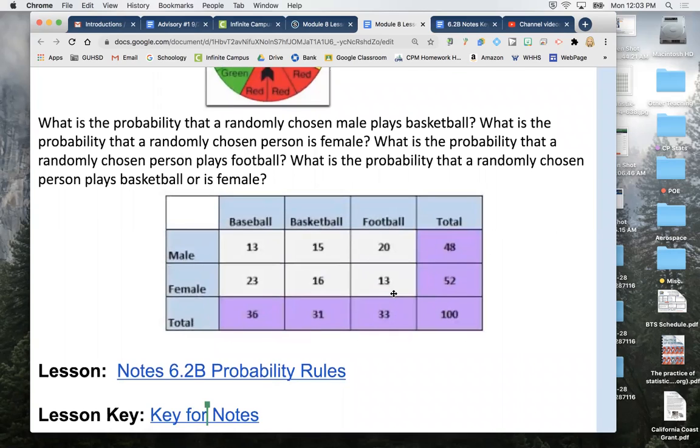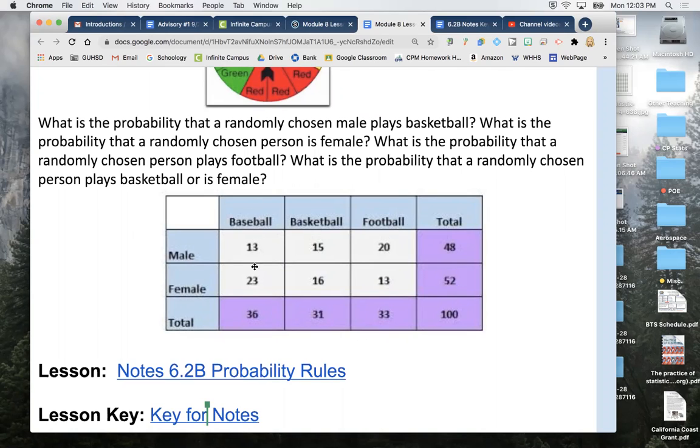This is what we're going to be doing for homework and in practice tonight. We're going to be looking at two-way tables. So let me explain what these numbers mean. This right here, there are a total of 48 males in this study. There are a total of 52 females in this study.